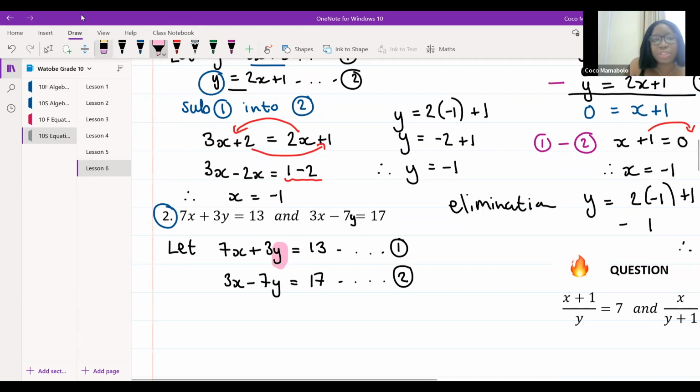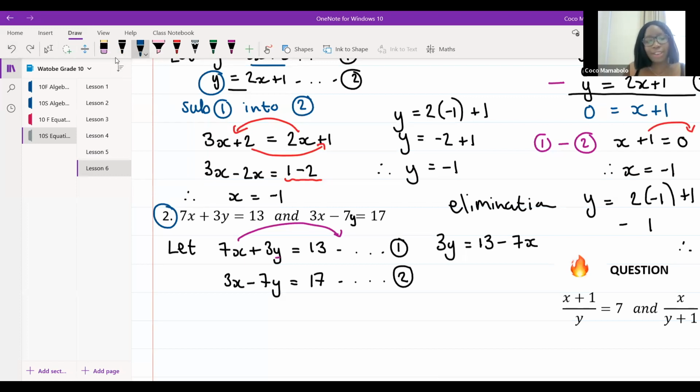So let's just say, for interest's sake, that we're going to take this first one and make y the subject of the formula. So I'm going to take 7x over to this side of the equation. I'm going to end up with 3y is equal to 13 minus 7x. There are so many equal signs. Now I want y on its own. How do I get y on its own, guys? What will I have to do to get y on its own over here?